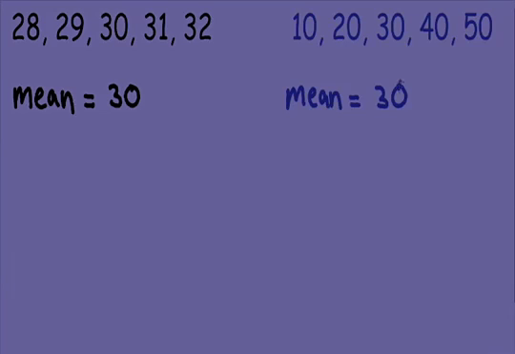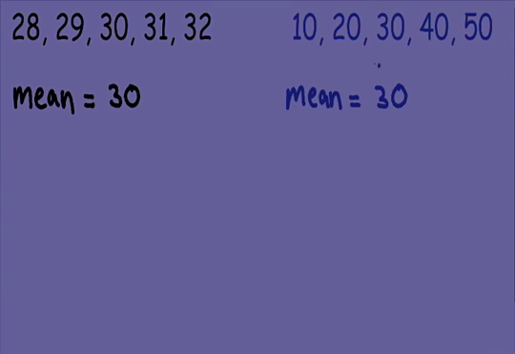The numbers in the black are much closer together to the mean than the numbers in blue. In black, the smallest number is 28, and the largest number is 32. That is very close to our average of 30. Whereas in our data set in blue, our smallest number is 10, and our largest number is 50. That's much farther away from our average of 30.